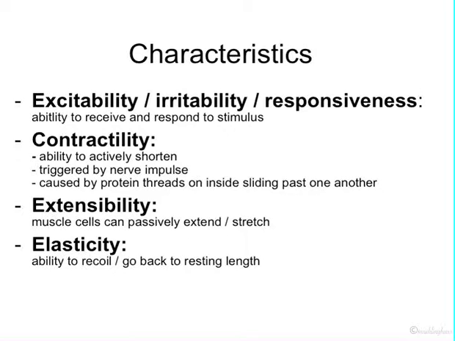It first gets triggered by a nerve, and then that causes small protein threads on the inside, literally protein threads, that are along the length of the muscle, and they start sliding past one another. Literally one pulls on the other one and gets the whole muscle shortened through that process. We'll talk a lot about that in a few minutes. And then muscle is extensible, so it can passively stretch and extend, and it has some elasticity to it. It has the ability to recoil and go back to a resting length.